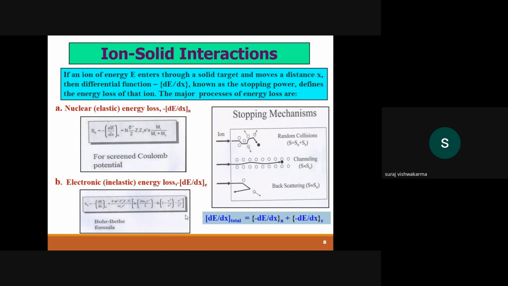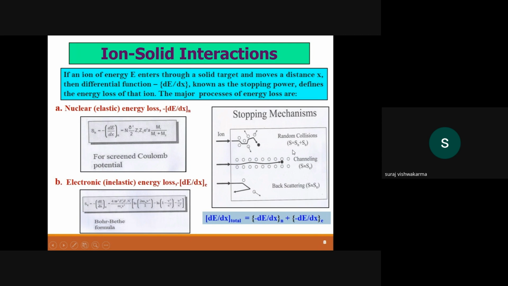Definitely, there are atoms, and in the atom there is electronic structure. It is going to restrict. So there are two different types of energy losses. One is called nuclear energy loss, and another is called electronic energy loss. These are the stopping mechanisms. When the ion goes inside along the lattice, this is called channeling.